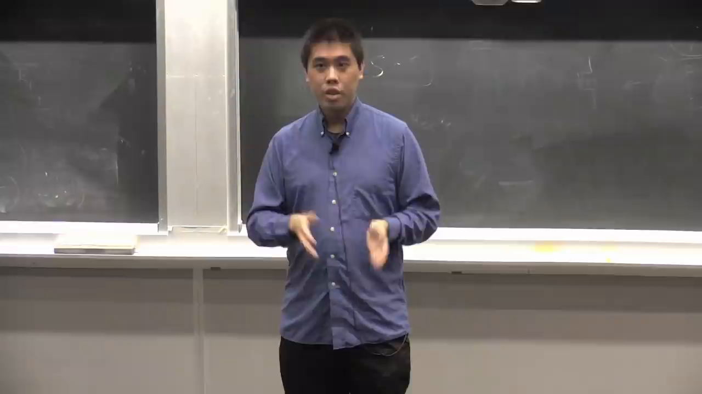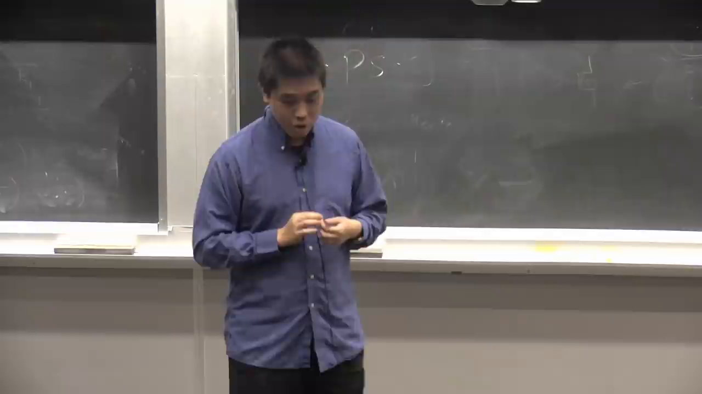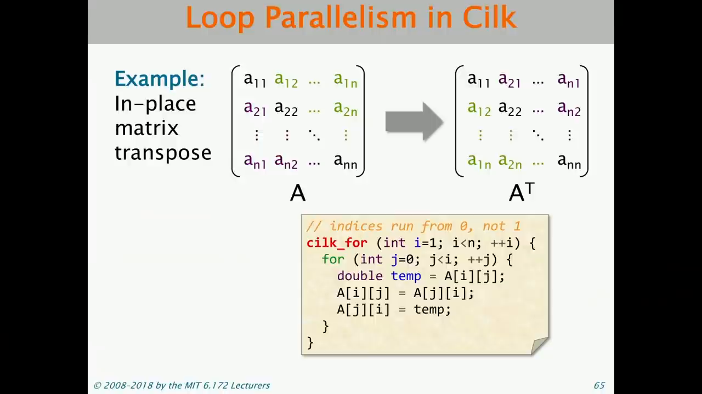Yes? Yeah, so you can nest Cilk for loops. But it turns out that for this example, usually you already have enough parallelism in the outer loop for large enough values of n, so it doesn't make sense to put a Cilk for loop inside, because using a Cilk for loop adds some additional overheads. But you can do nested Cilk for loops, and in some cases it does make sense, especially if there's not enough parallelism in the outermost for loop. So good question.